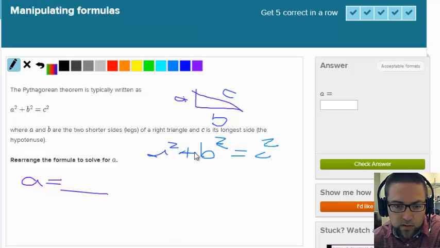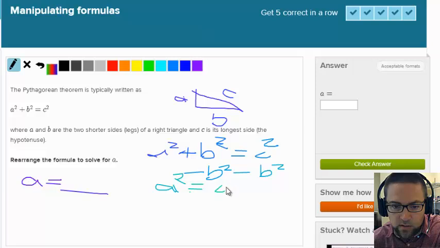Okay, and so what I do is manipulate the formula just like I always do. So I'm going to subtract b squared. Anything that's added to a, I'm going to get rid of it. And I'm going to subtract b squared from both sides. So then it gives me a squared equals c squared minus b squared.